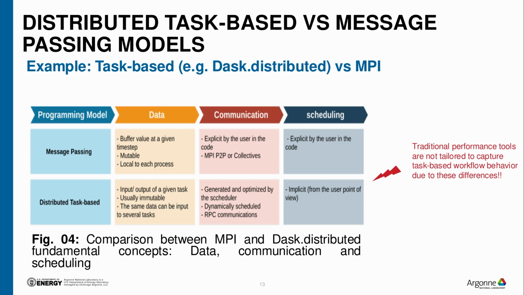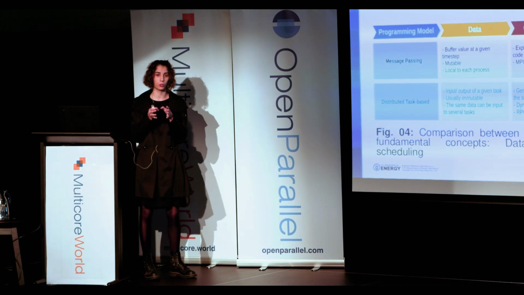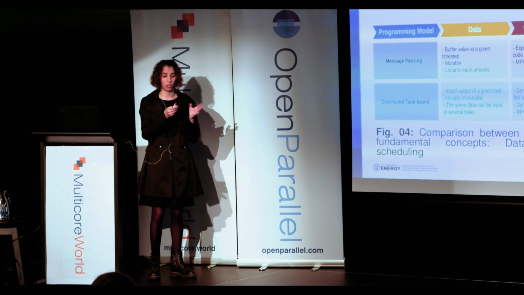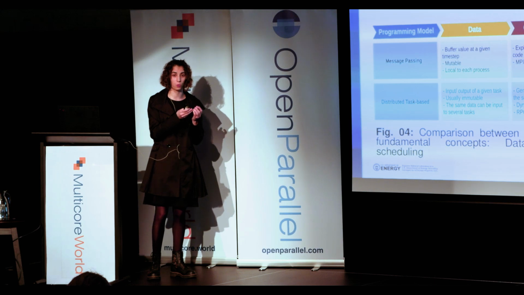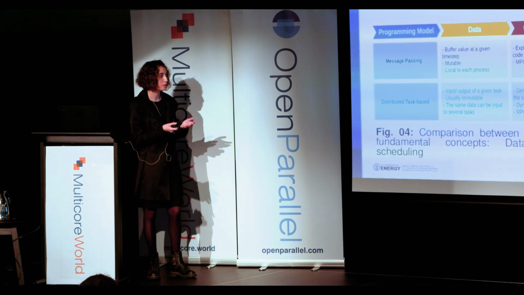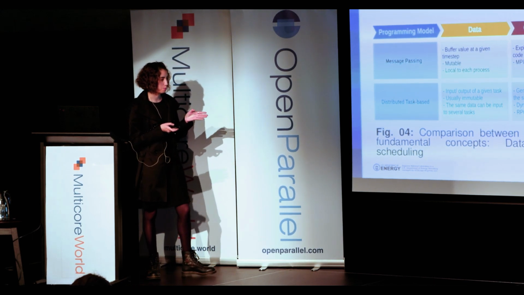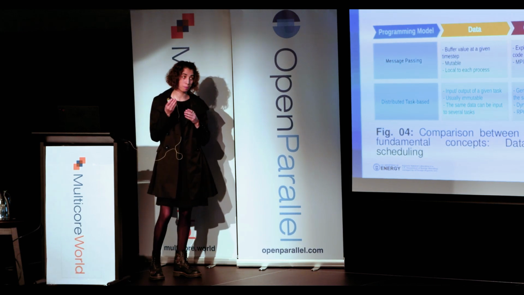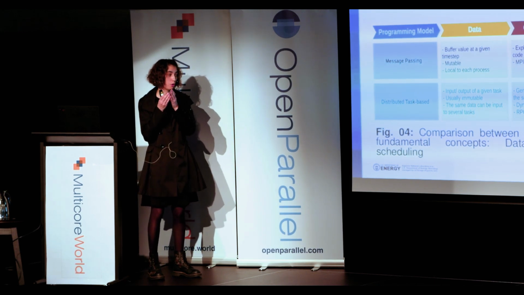In message passing, or in applications distributed using MPI, we can say that data can be defined as the value of a buffer at a given timestamp, which is immutable data and which is local to each process. When I say that this is the memory usage in this process, I understand where this memory comes from because I know the code. But when it comes to task-based programming models, data can be defined as an input or an output of a given task.